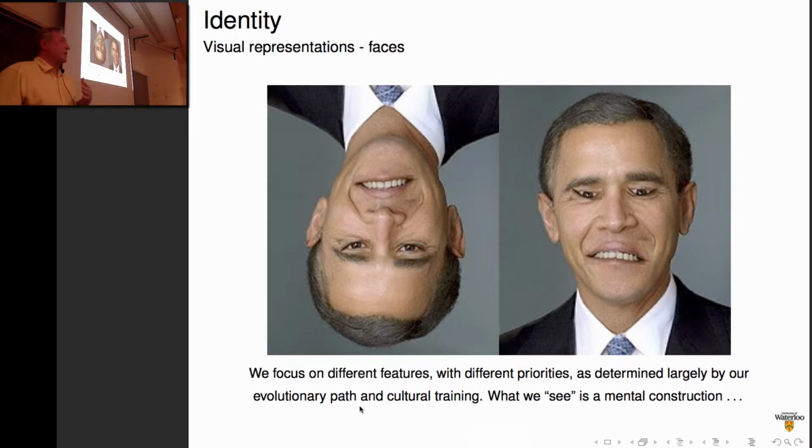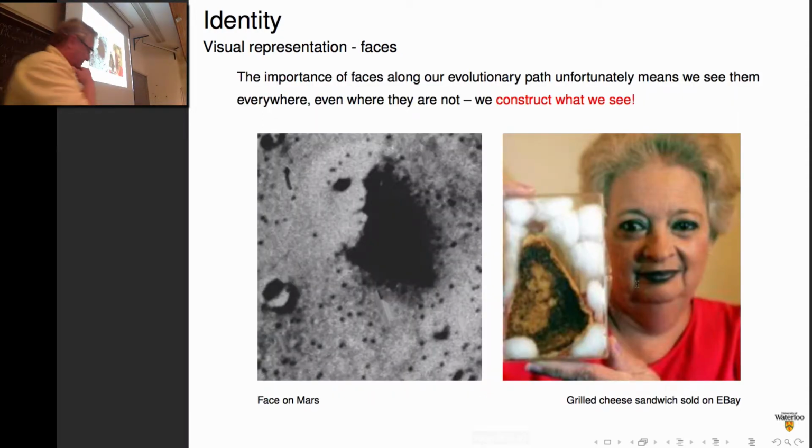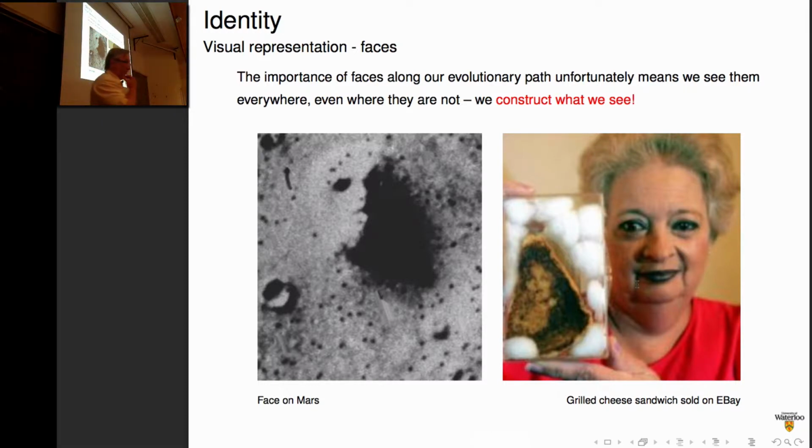And what's happening in the brain, that's all derived from our evolutionary path. What was it important to us as a species to be able to do easily? So recognizing eyes and mouths is pretty important. Turning it and recognizing also that that's probably not somebody you want to mate with. Oh, maybe you do. So what you see is a mental construction. And unfortunately, that means we see these things everywhere.